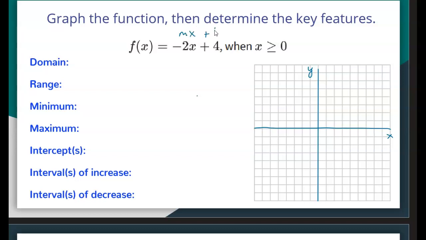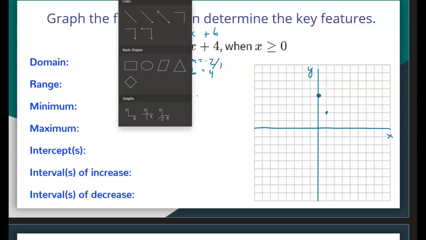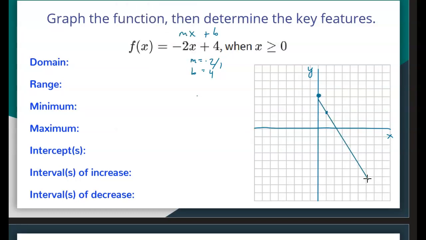This is in slope-intercept form. Our slope is -2, our y-intercept is 4. So we go up to 4: 1, 2, 3, 4. We put a dot there. We do our slope, which is -2 over 1. So down 2, 1, 2, right 1. And then we draw a line in between them.